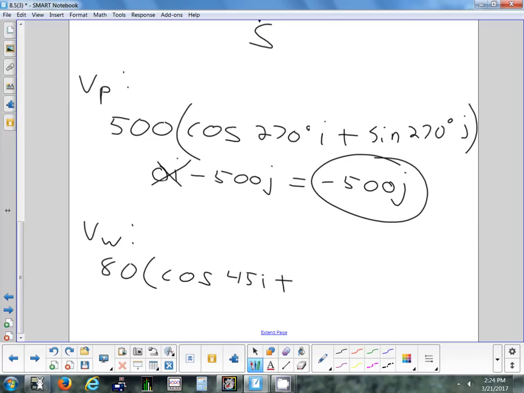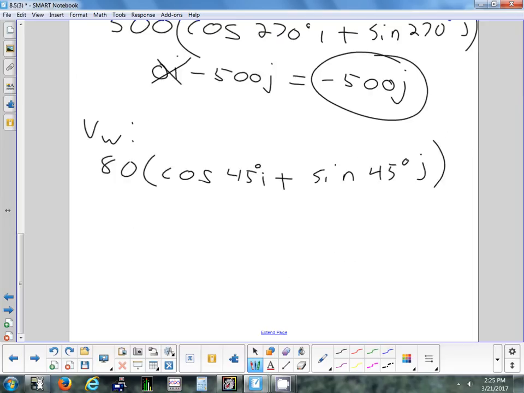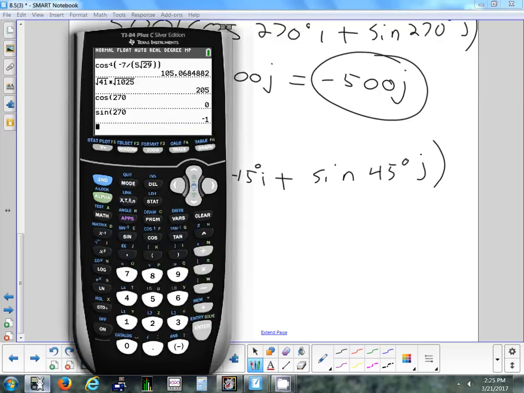Nick, what comes next? You gotta put sine of 500j. So what's our angle we're working with for the jet stream? 270. Not 270, that's the angle for the plane. The jet stream is 45. And put our j. Okay. So now figure that out, and then we'll know the velocity vector for the jet stream.